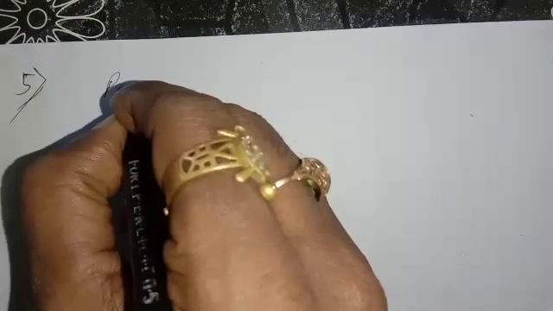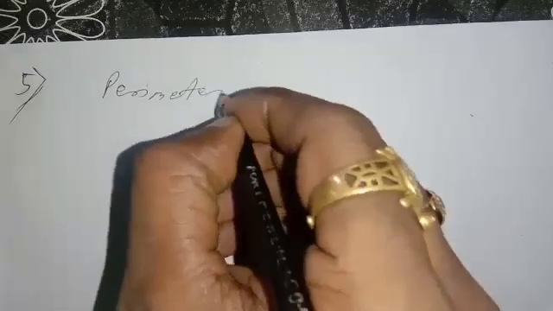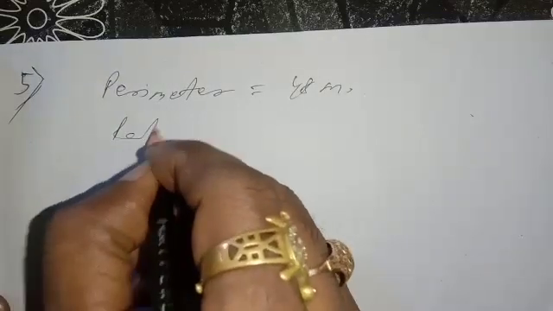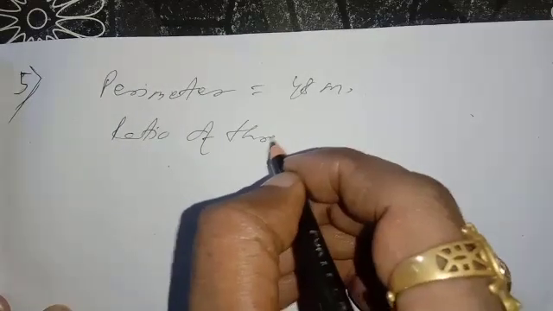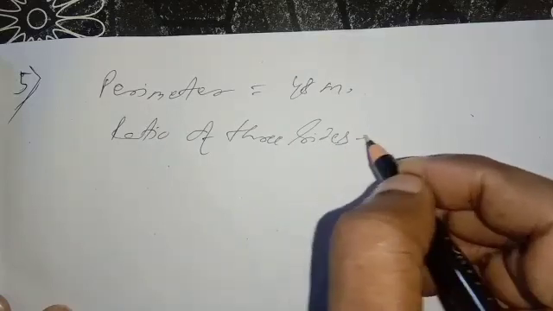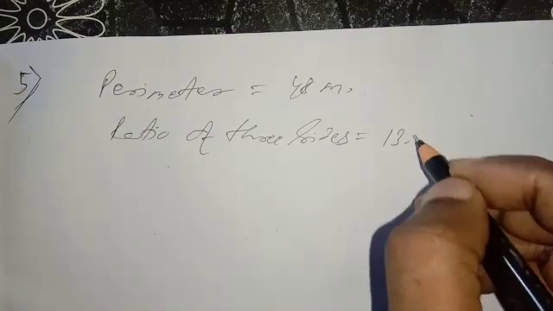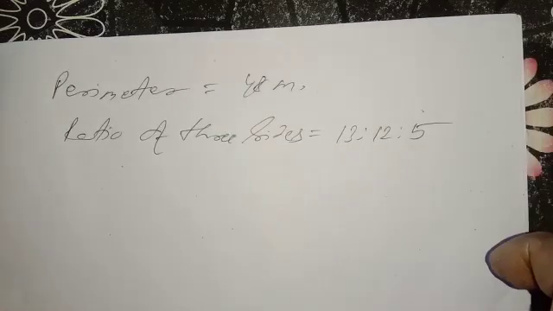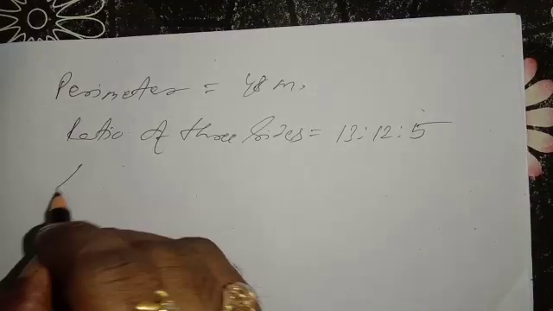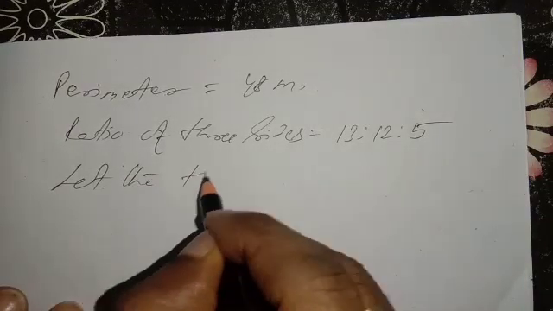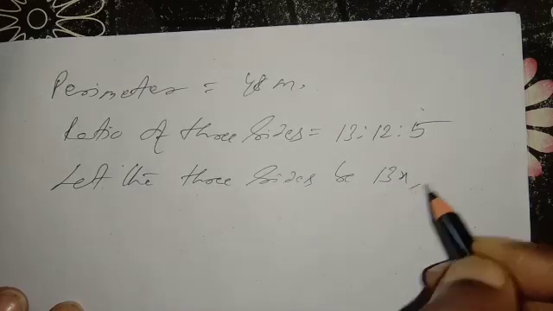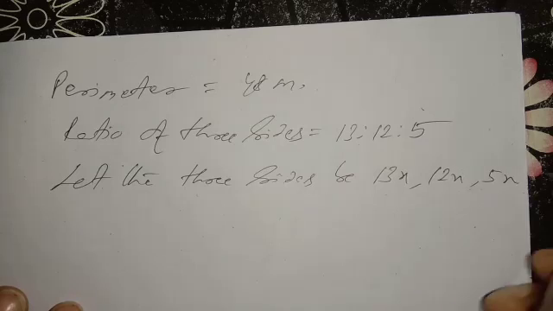Number 5. The perimeter of the triangle is given as 48 meters. The ratio of the 3 sides is given, 13:12:5. So let the 3 sides be 13x, 12x, and 5x.